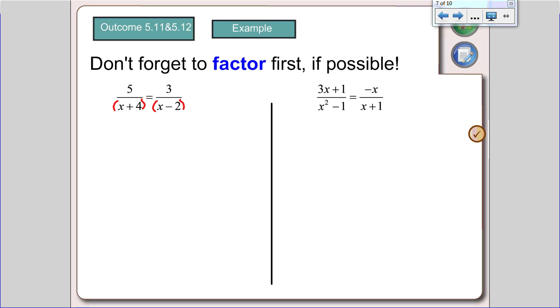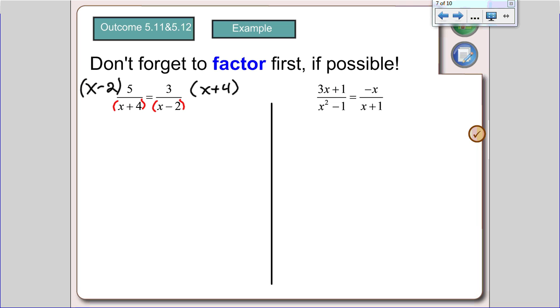X plus 4 times x minus 2. That would be your common denominator. So if you're looking at the first equation, what am I missing to get my common denominator? I'm missing my x minus 2. How about for my 3? I'm missing my x plus 4. My denominators will wipe themselves out because they'll be the same now. So the denominators are going to go away. I'm going to write it out anyway.